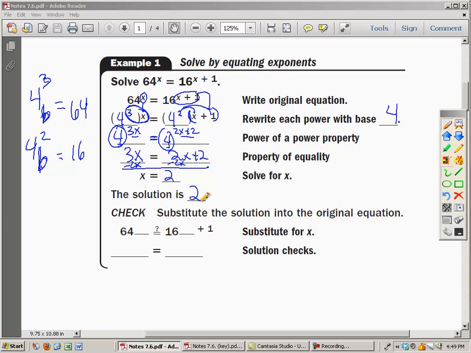Always, always important in this lesson and in many lessons to check your answer. Make sure that your answer makes sense. So 64 to the 2nd power is supposed to be equal to 16 to the 2 plus 1 power. Well, 16 to the 2 plus 1 is 16 to the 3rd, and 64 squared on the other side happens to be 4,096. And on the other side, 16 to the 3rd power is also 4,096. And since they're equal to each other, we know that my solution is a good one.